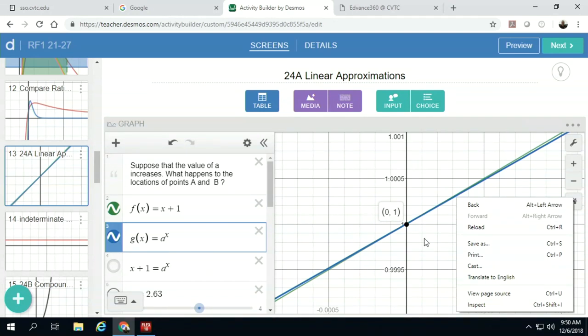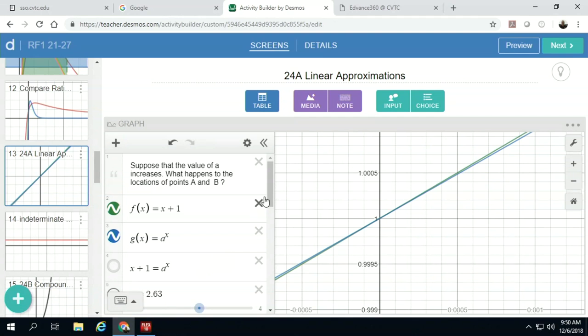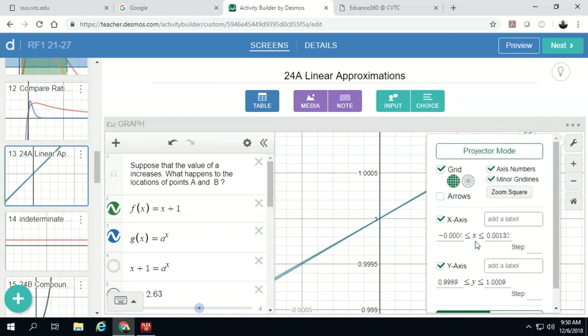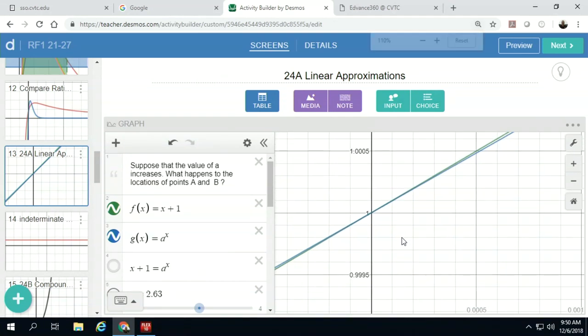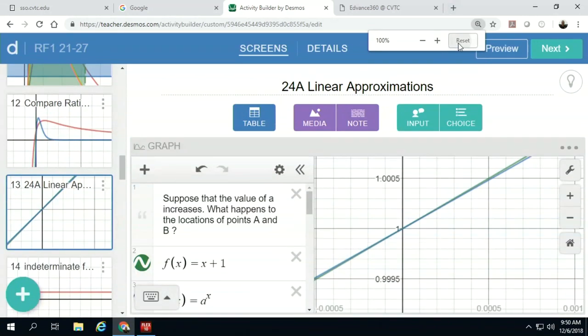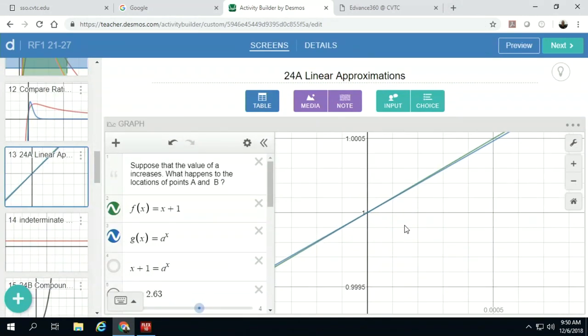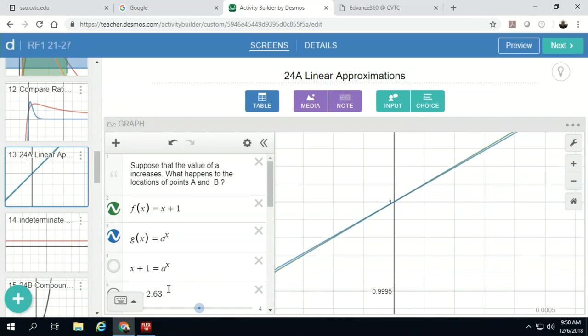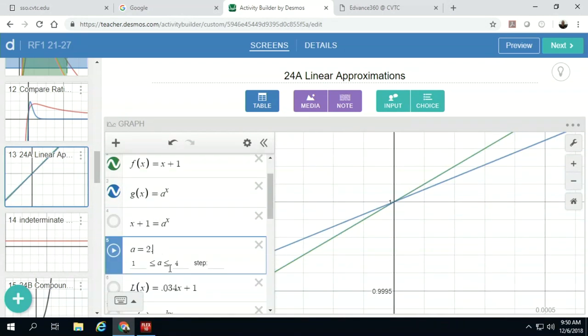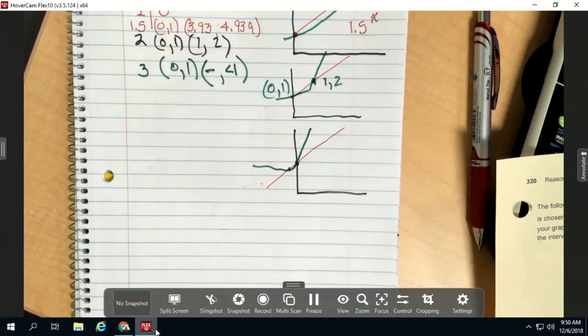So as you zoom in, those two lines get closer and closer together. If you keep on zooming in, what's the next one that they say? Eventually you will see that if you keep zooming in, and this value gets closer and closer to e, 2.71, the blue line and the green line get closer and closer to each other. So, on our notes, we would do it this way.